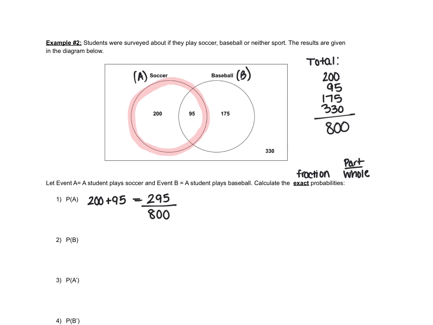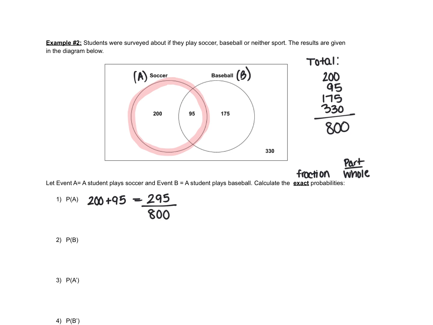So a probability, like we said, is a part over a whole. The whole we know is 800. The part is the 295, the 200 plus the 95. Now, I'm sure we can simplify this fraction, but we don't need to for simplicity's sake. Let's just leave it like this.